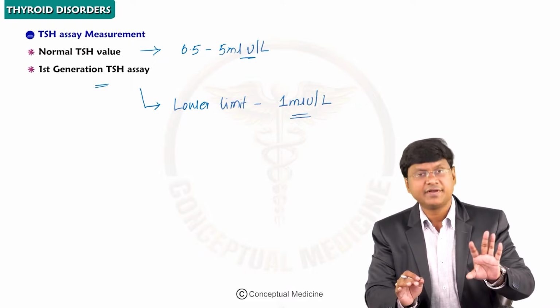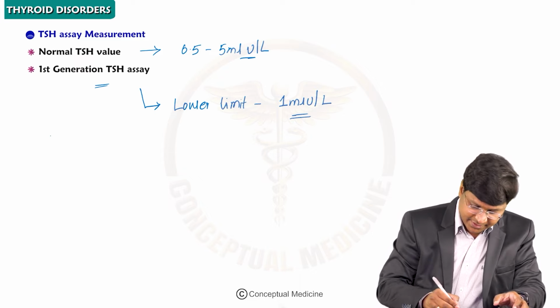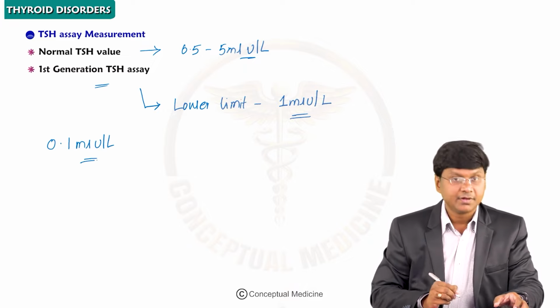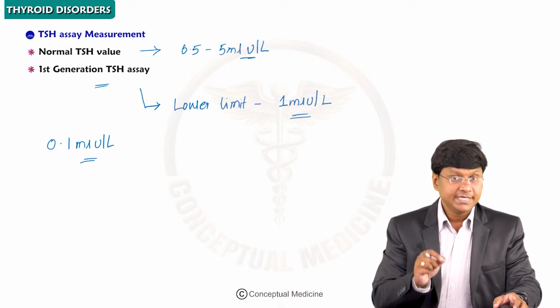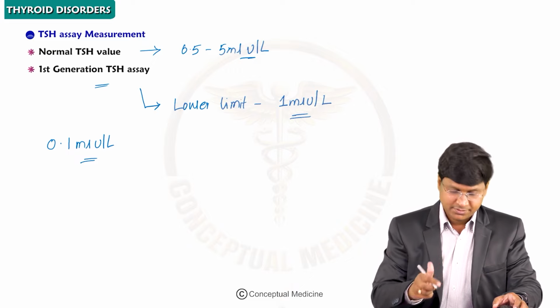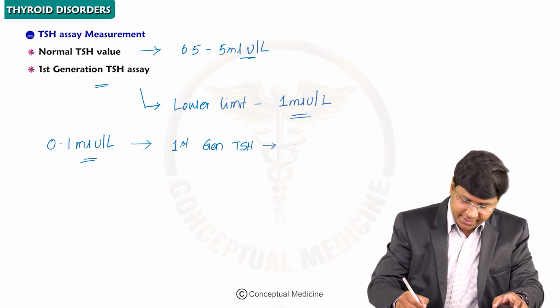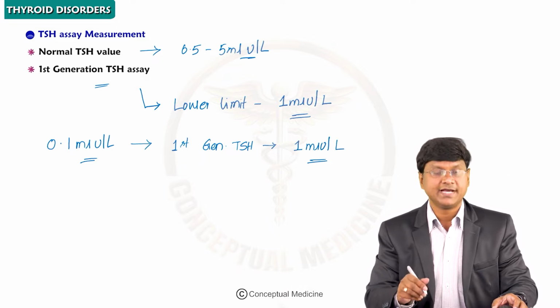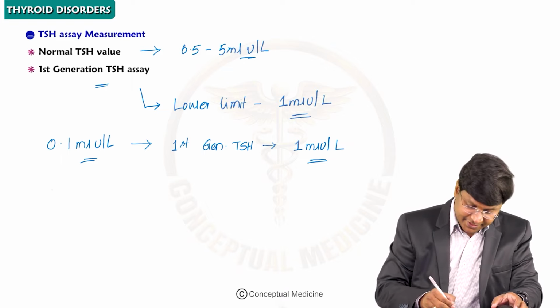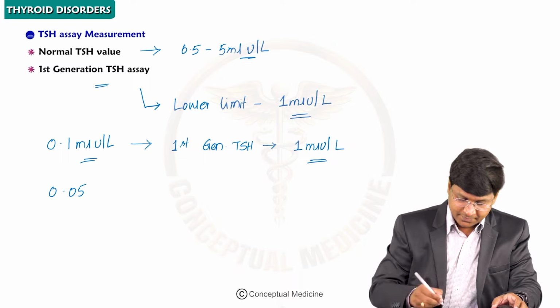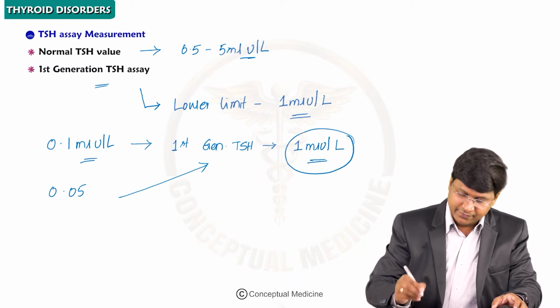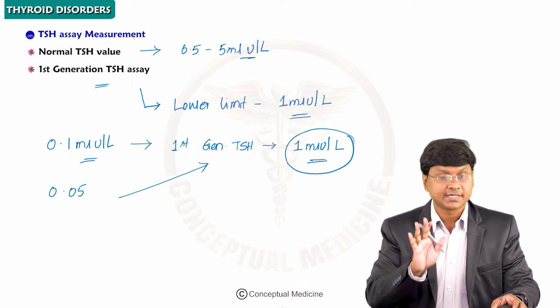That means whatever the TSH of the individual might be, for example 0.1 milliunits per liter, even though the patient's TSH is 0.1, if you do the first generation TSH assay, it will give you the value as 1 milliunit per liter itself. For example, the patient might have 0.05. The first generation assay will give you 1 milliunit per liter only. It will not detect less than 1.